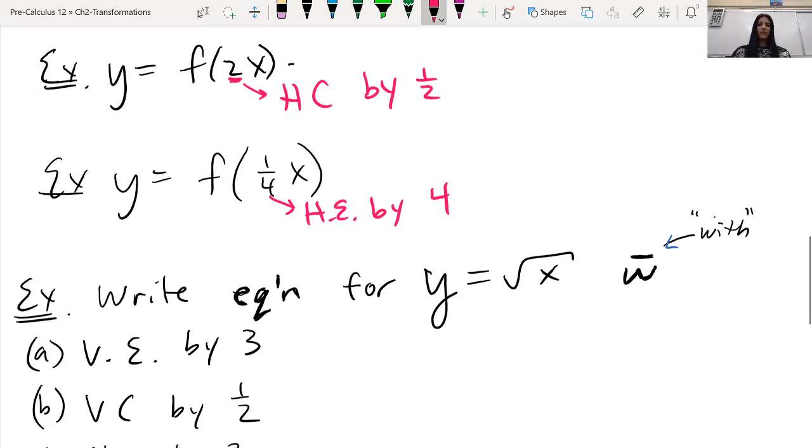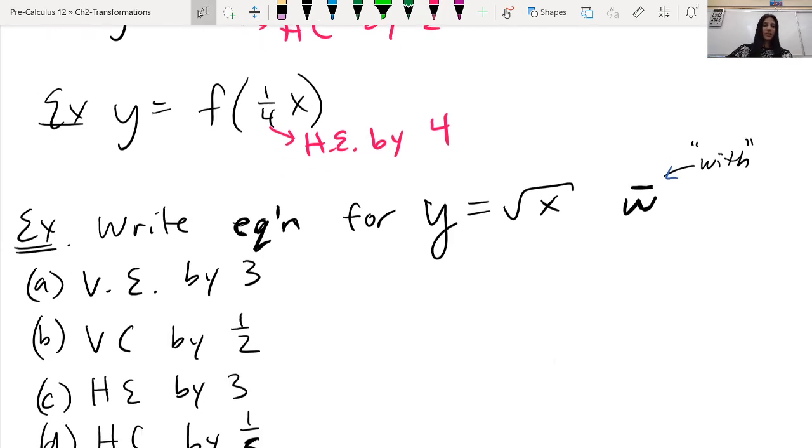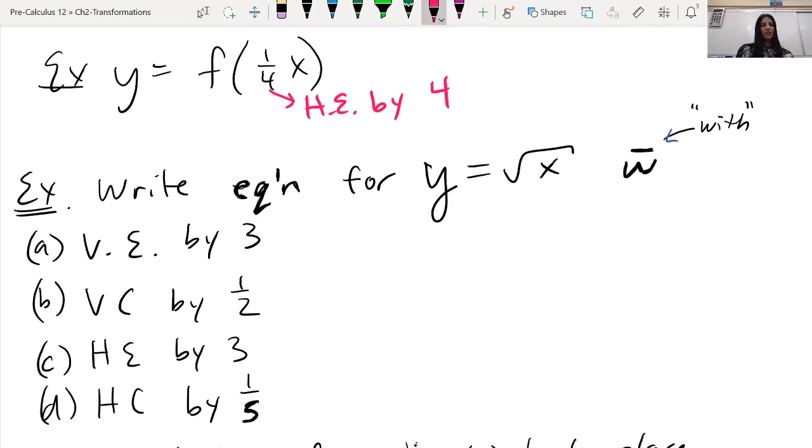Write the equation for y equals root x with, so this is my abbreviation for with, a W with the line on top. You'll see that often in my notes. For A, let's do vertical expansion by a factor of 3. So I want you to think to yourself, vertical expansion by 3, is that going to affect your x values or your y values? Since it's vertical, it's the y values, which means you put it in front of the whole equation. So 3 root x.